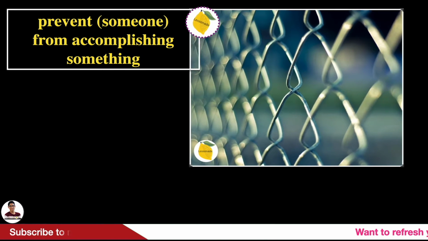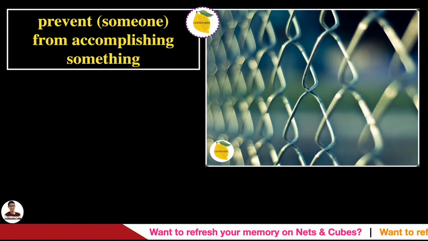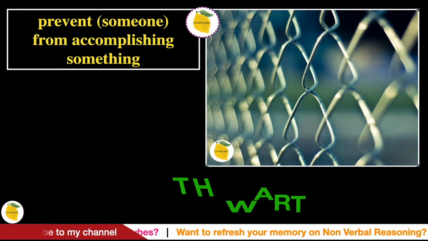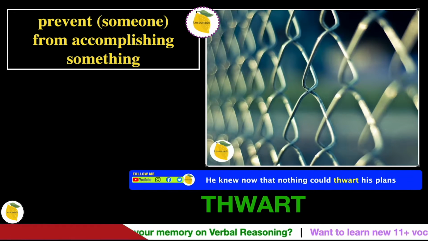The next one is prevent someone from accomplishing something. In this picture, we can see a barrier which obviously prevents someone from accomplishing something, and therefore the word will be thwart. And the sentence for this word is, he knew now that nothing could thwart his plan.